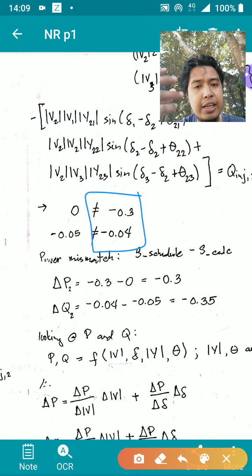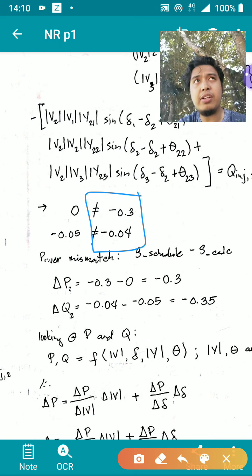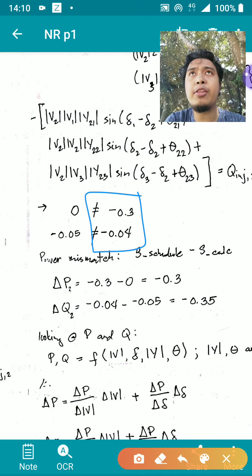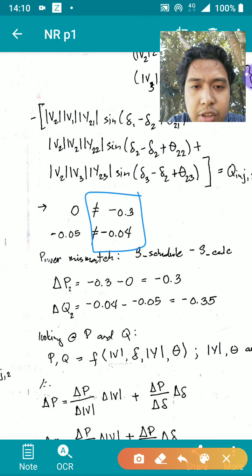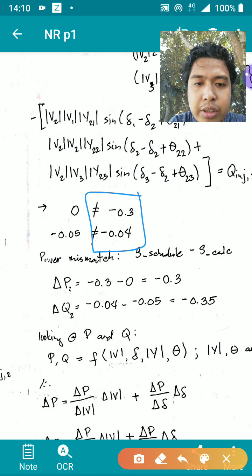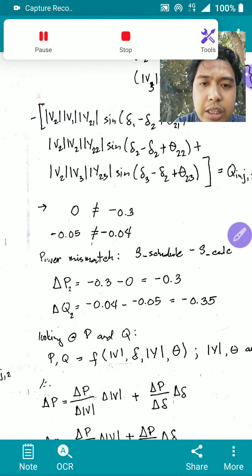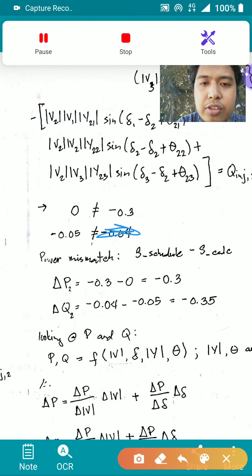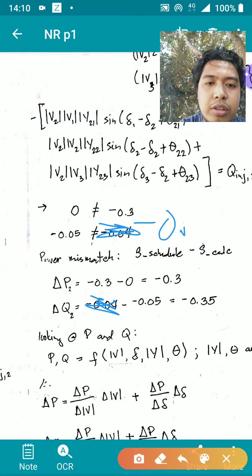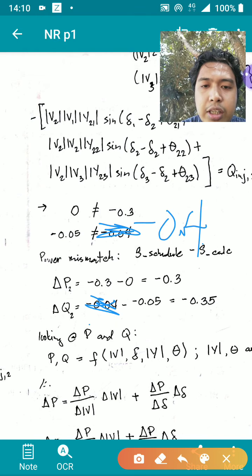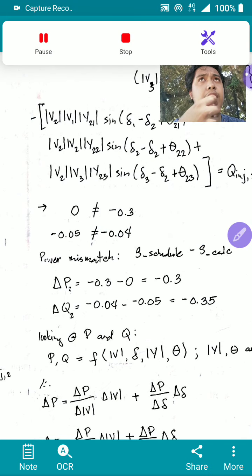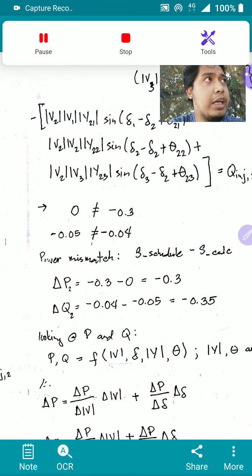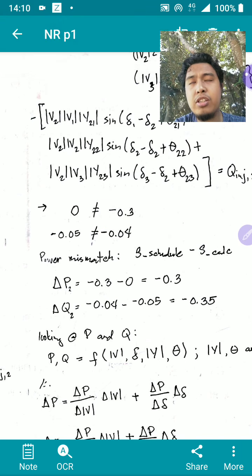So the idea is that bus 2 is a PQ bus, so you want to have that much P and that much Q. You want to have that 0.3 and 0.4. Sorry, this is not 0.04, this is negative 0.4. Okay? Anyways, you want to have 0.3 and 0.4 on bus 2. So that's basically the schedule of bus 2.